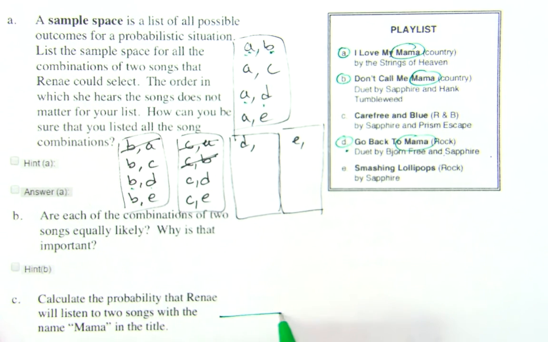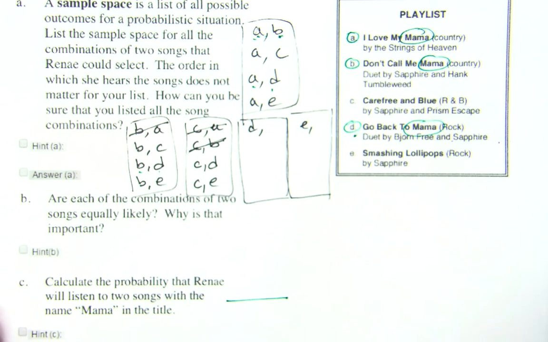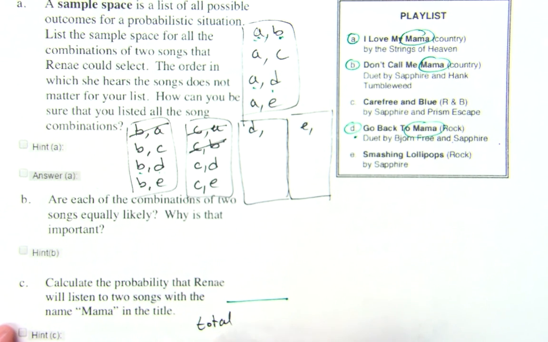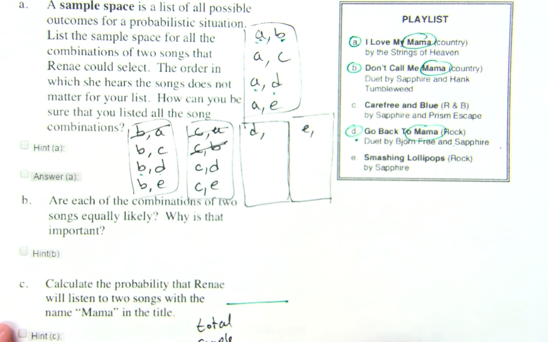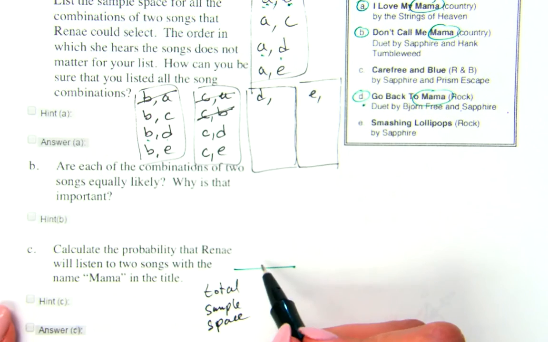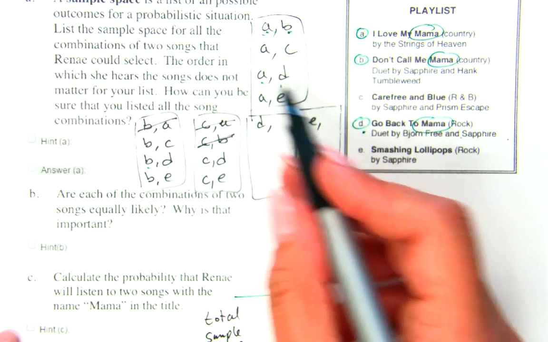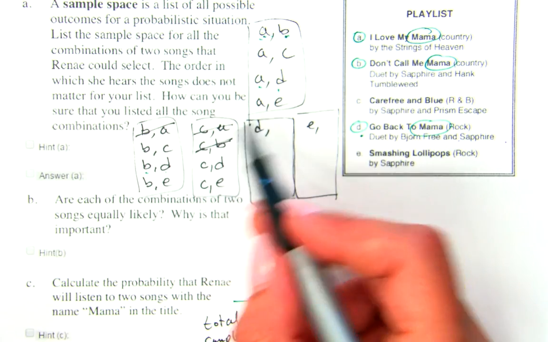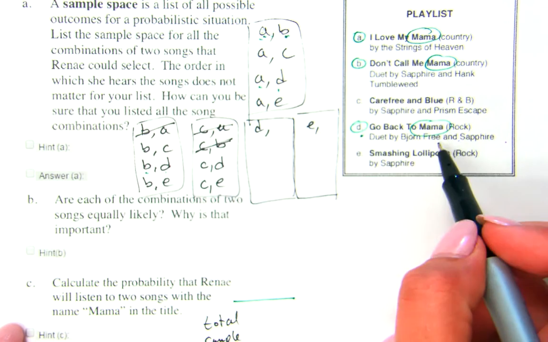So how many possibilities with 2 songs with the name Mama in the title, right? So how many of them do you have over how many did you come up with altogether? Okay, so total sample space. So what was your total sample space? How many of these things did you find? And then how many combinations have 2 songs that have the word Mama in them?